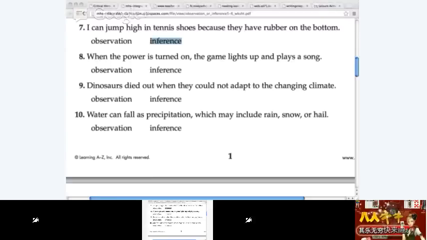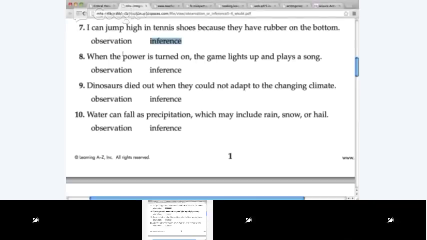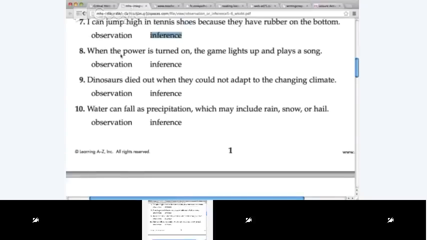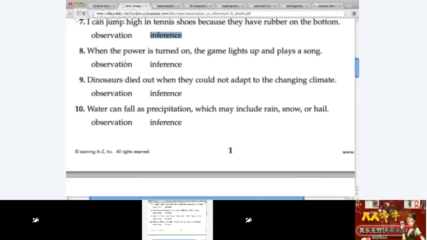Right? Maybe if you say I can jump high in tennis shoes, in that case, it will be an observation. Rubber on the shoes. Yes, exactly. Exactly. Or it becomes an inference, same case as before. Yes, exactly. Okay.